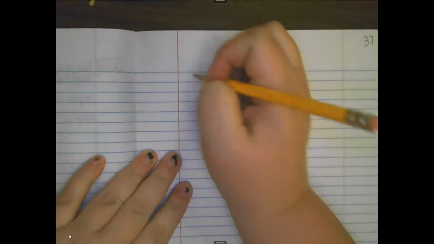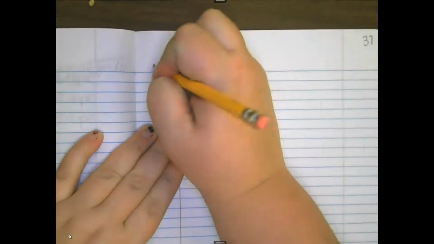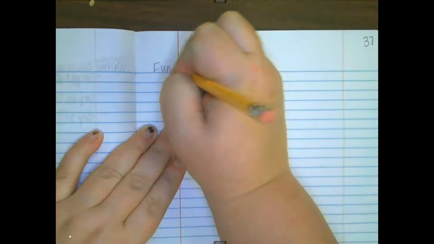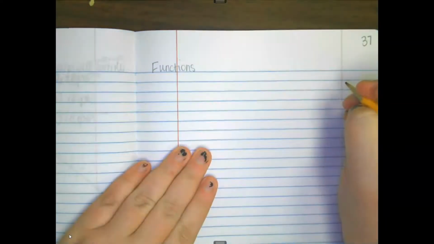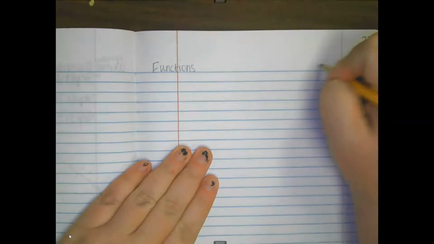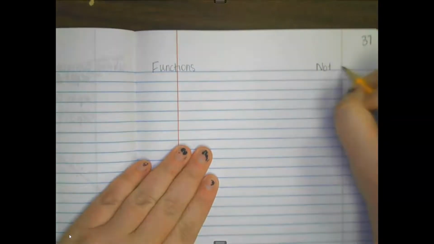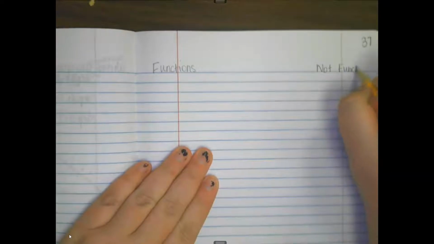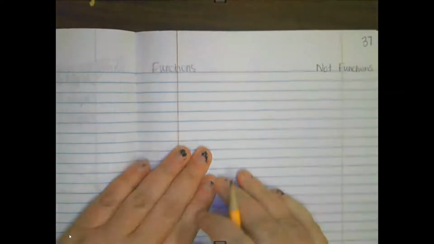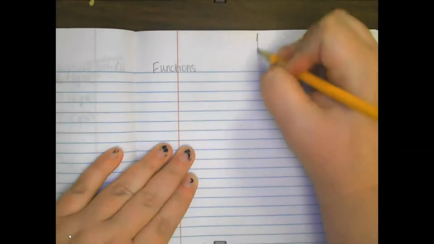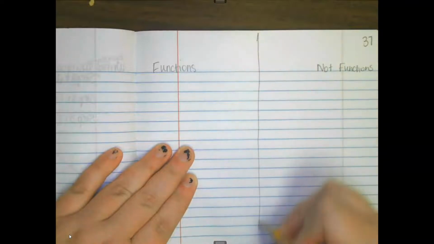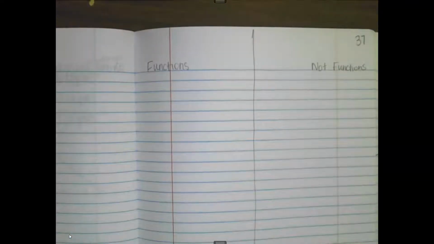So what you're going to do is on the left side of page 37, you're going to write the words functions. And on the right side, you're going to write not functions. And you're going to draw a line down the middle of the page. Just like that.